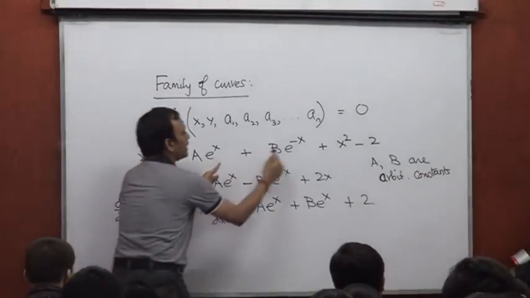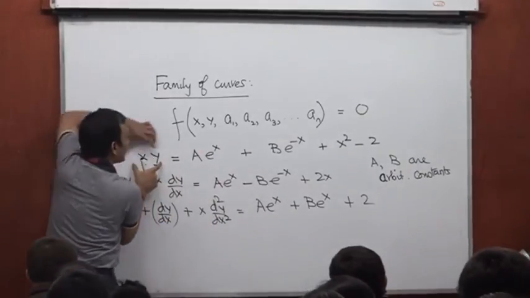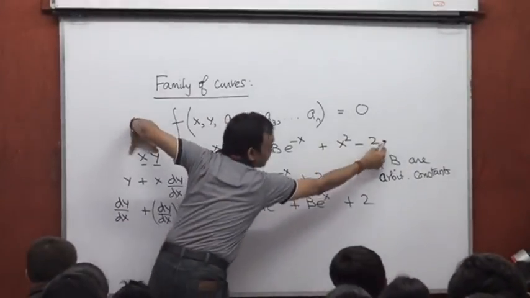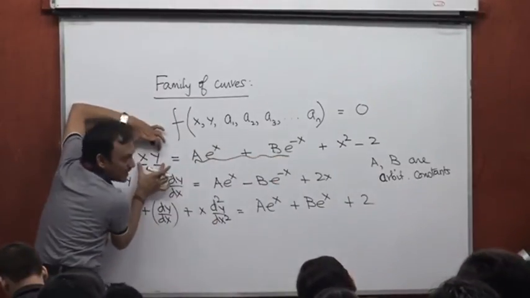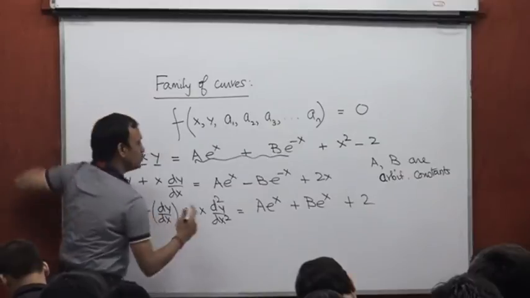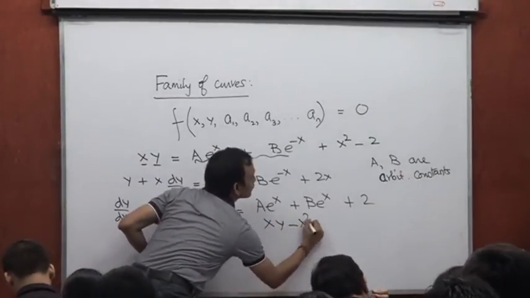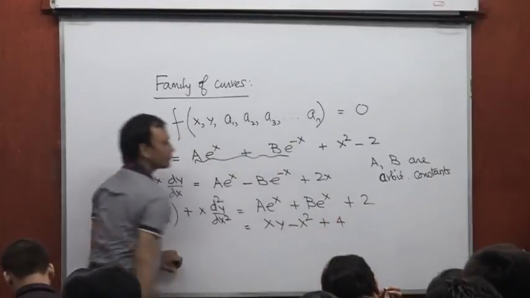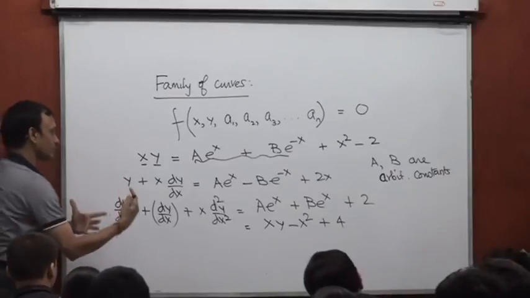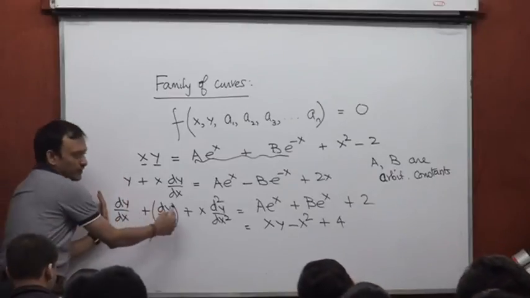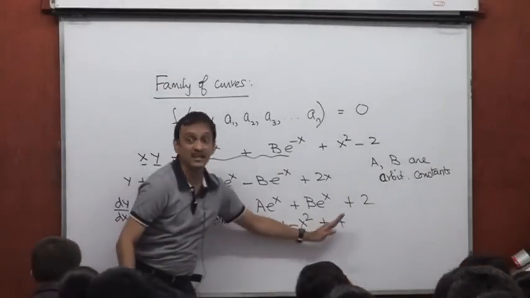But a e^x plus b e^(-x), which I have got again, is xy minus x squared plus 2, right? a e^x plus b e^(-x) is xy minus x squared plus 2. So then, this is my new differential equation: 2 dy/dx plus d2y/dx2 is xy minus x squared plus 4.